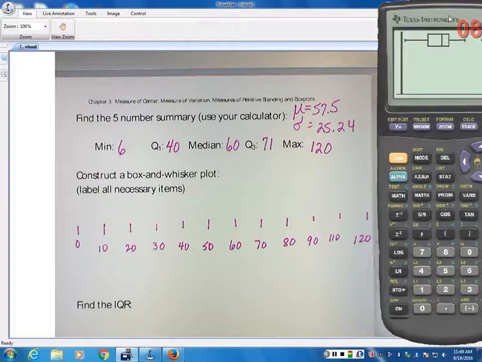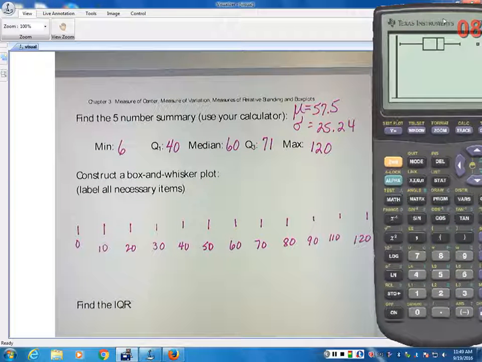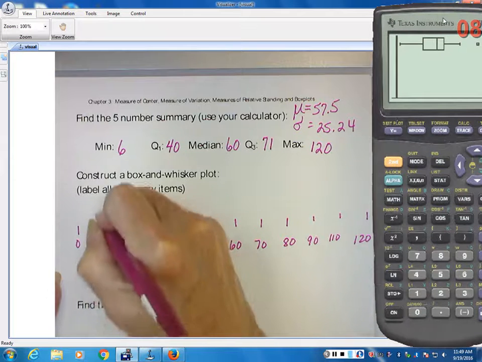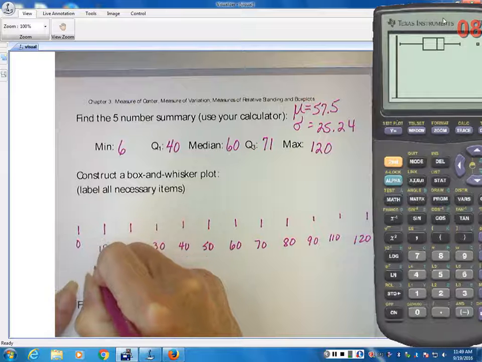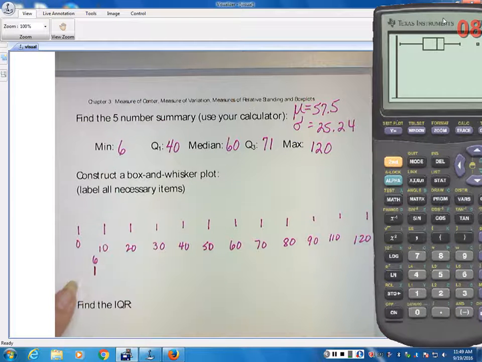And it's important that you do draw these on an evenly spaced number line, because those distances on that box and those long whiskers on the sides, those are relevant. So my minimum value is 6, which would be about here. And then my first quartile is 40.